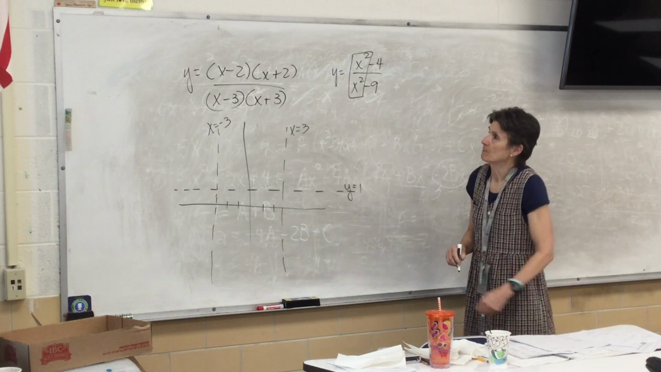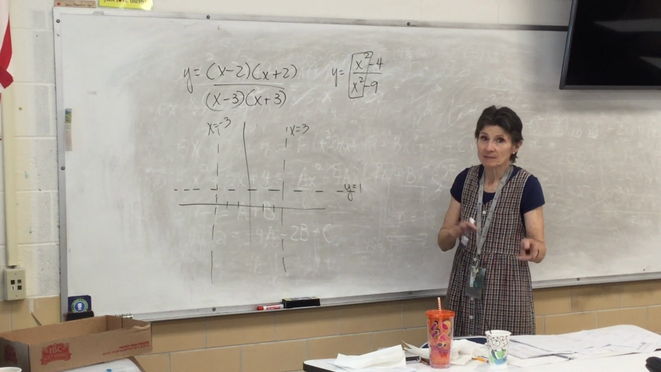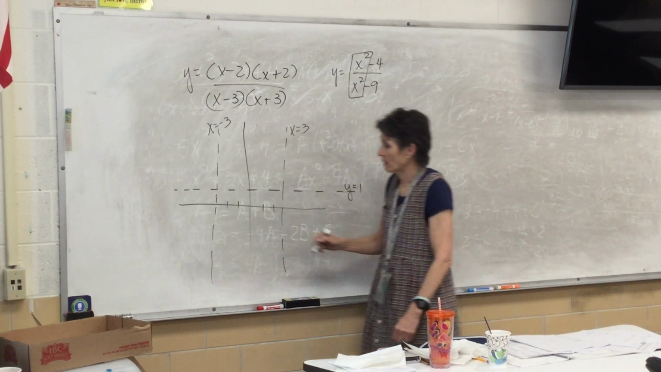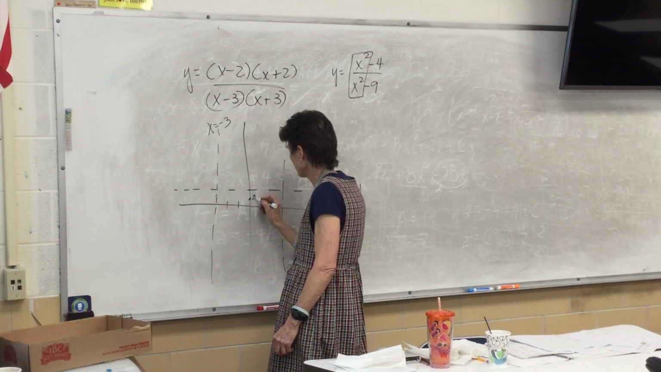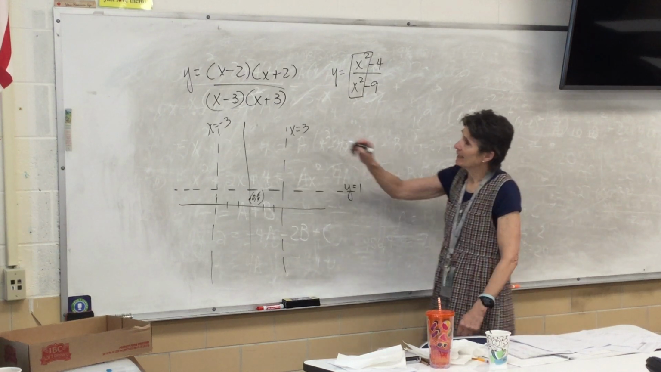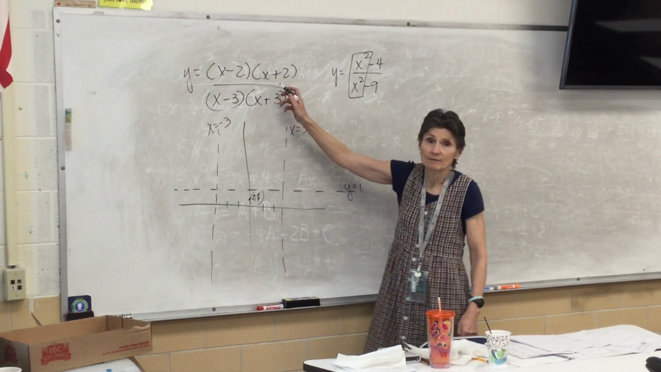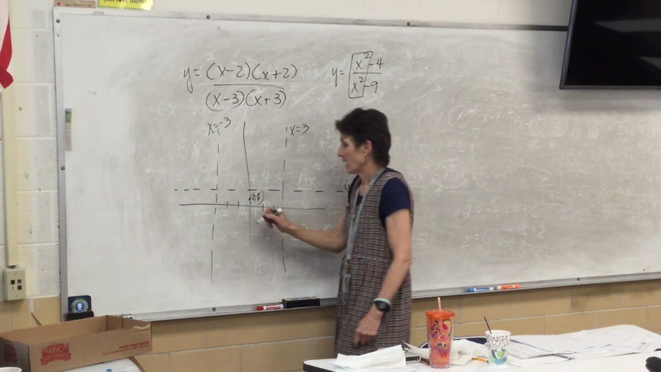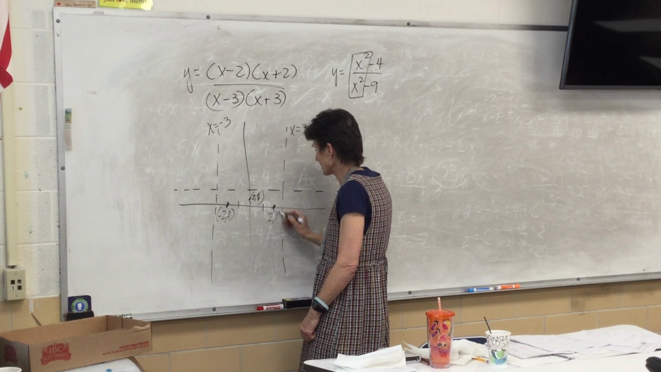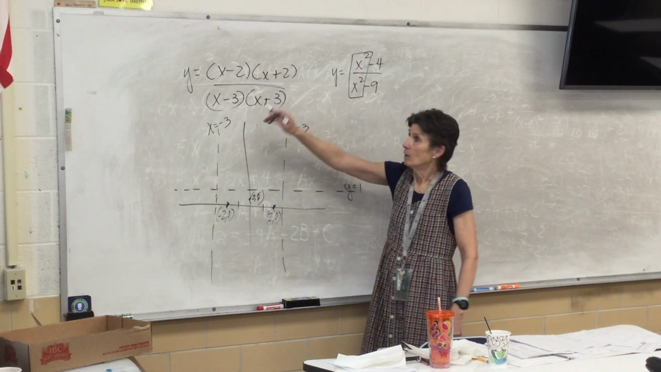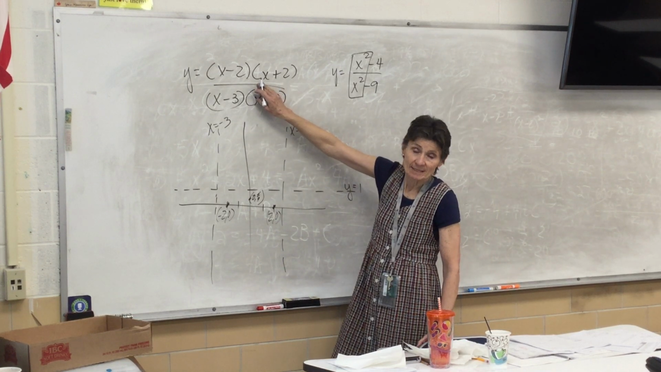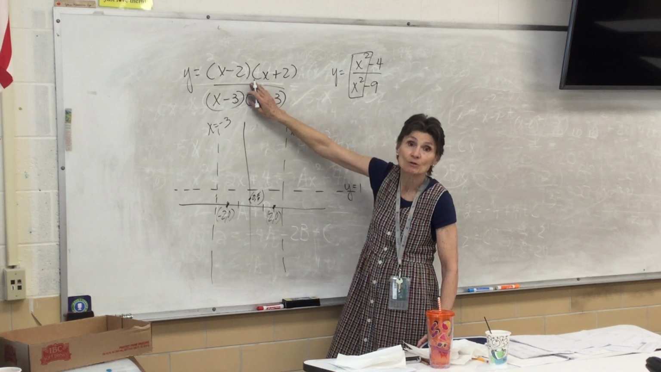My intercepts come by, x-intercepts have a y that's 0, y-intercepts have an x that's 0. So if I plug in 0, I can see that my y-intercept is at 4/9. And if I let x be either 2 or -2, I get 0 for y, so those are my x-intercepts. Remember, x-intercepts come from the numerator. Vertical asymptotes come by setting the denominator equal to 0. X-intercepts or zeros come from setting the numerator equal to 0.